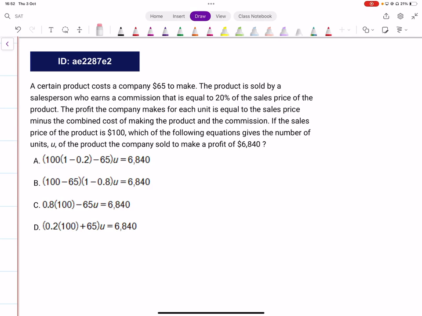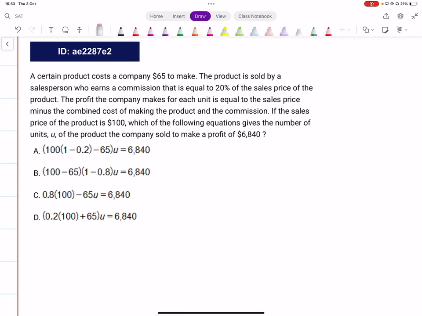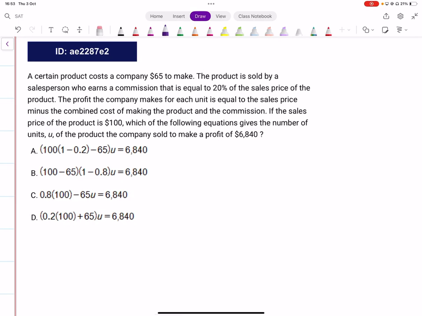The next one is four. A certain product costs a company $65 to make. The product is sold by a salesperson who earns a commission equal to 20% of the sales price of the product. Okay, what are we looking for at the end? Which of the following equations gives the number of units U the company sold to make a profit of 6,840? We're looking for the number of units that give us a profit of 6,840.